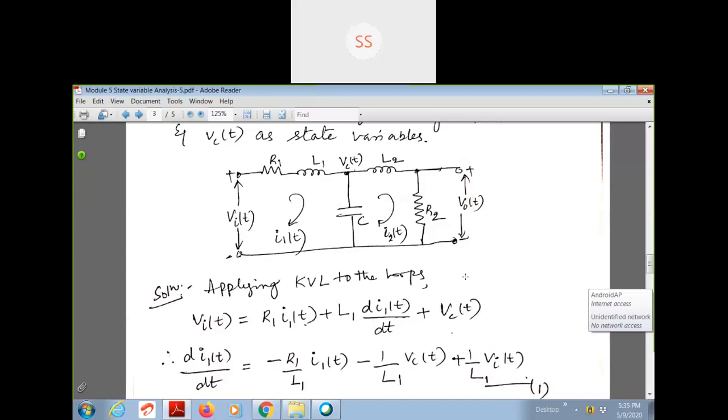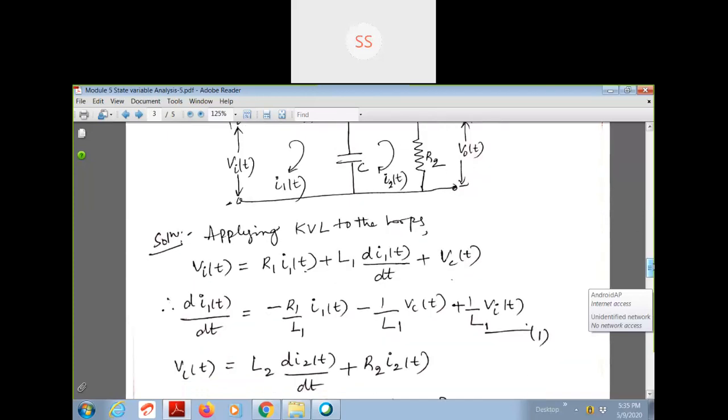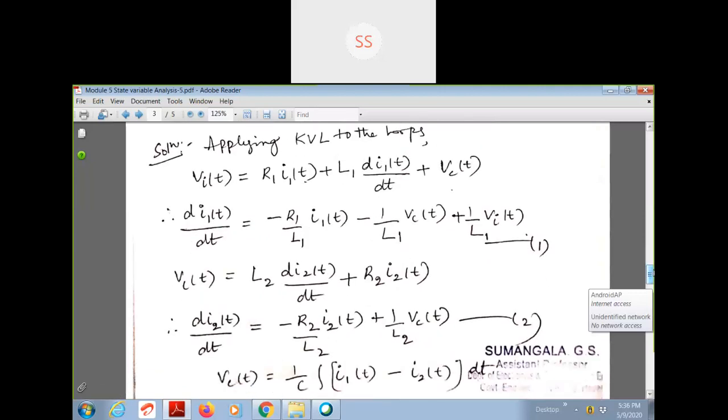So now in this, I want to extract only the state variable term, that is d by dt of I1 of t, the rate of change of the first state variable. So I'll take only d by dt of I1 of t on the LHS and transfer all the terms to the other side. So d by dt of I1 of t equals minus R1 by L1 I1 of t minus 1 by L1 Vc of t plus 1 by L1 Vi of t. Okay. This is as in the previous problem. This is the first equation.